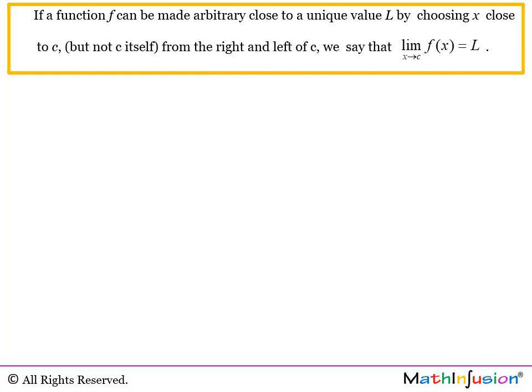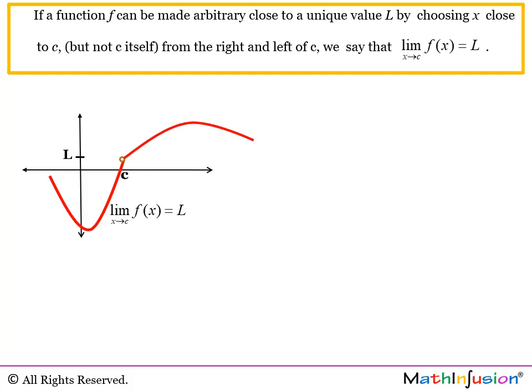Let's recall what a limit is in very simple words. If a function f can be made arbitrarily close to a unique value L by choosing x close to c, but not c itself, from the right and left of c, we say that the limit of the function f(x) as x approaches c equals L. It looks like this.